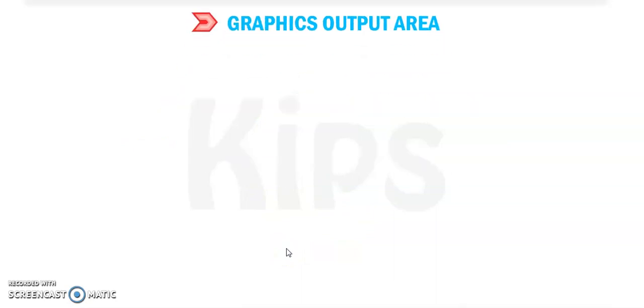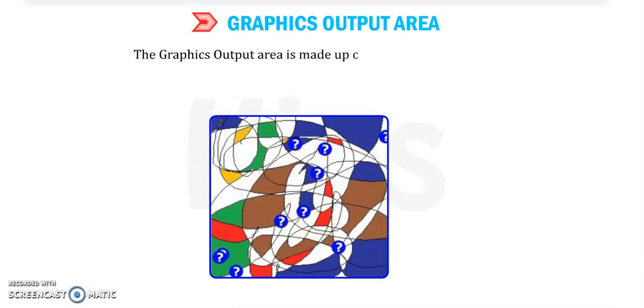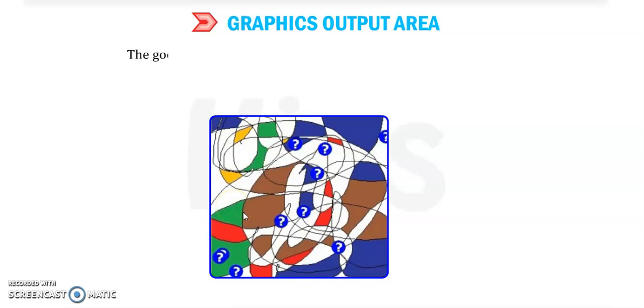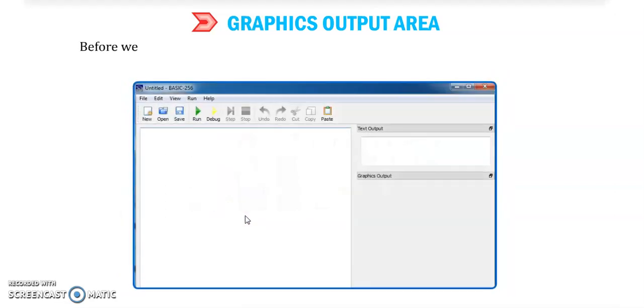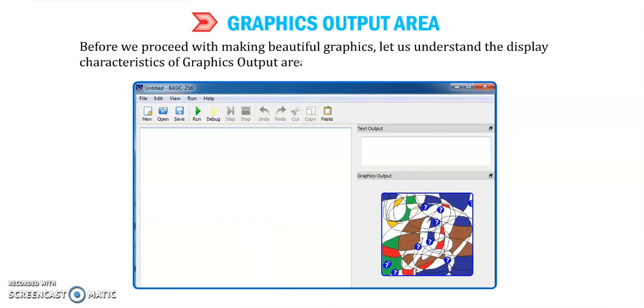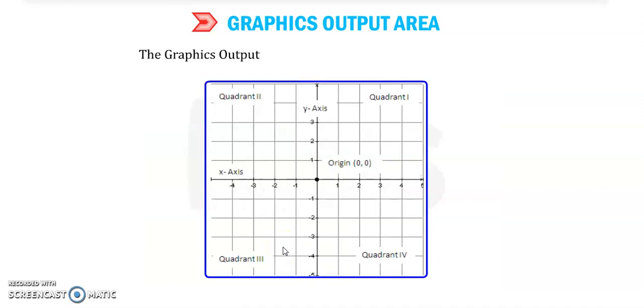Next is graphics output area. What is graphic output area? Graphic output area is made up of tiny dots called pixels. The combination of more than one pixel together makes changes. Graphic output area displays designs and graphic patterns on the screen. A good number of pixels ensures a better display of graphics. Before we proceed with making beautiful graphics, let us understand the display characteristics of graphics output area.